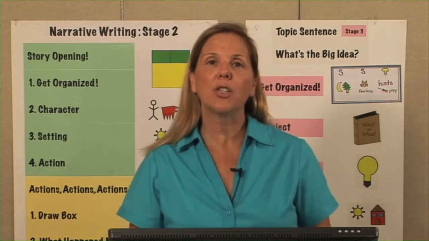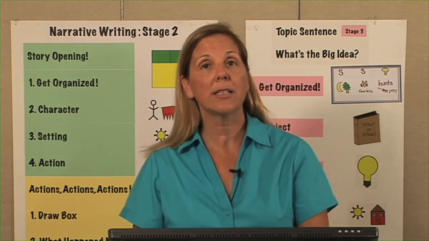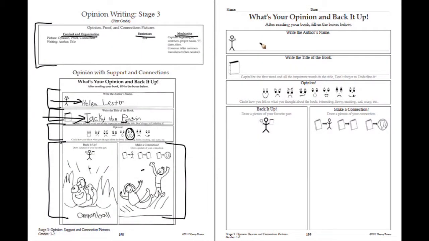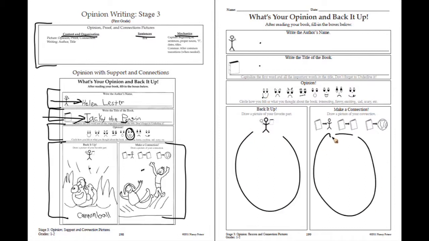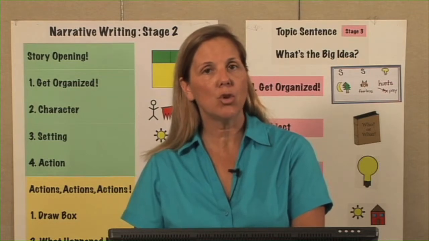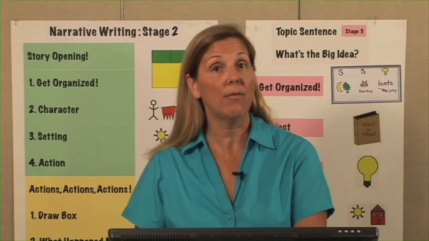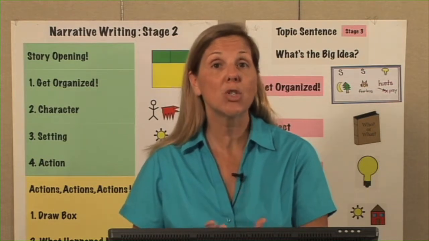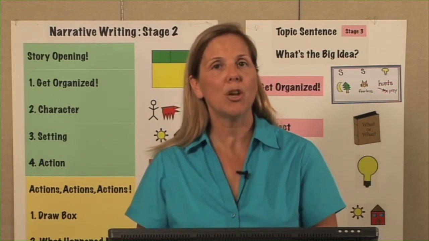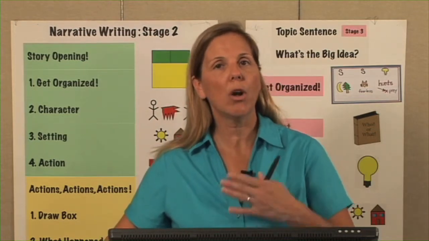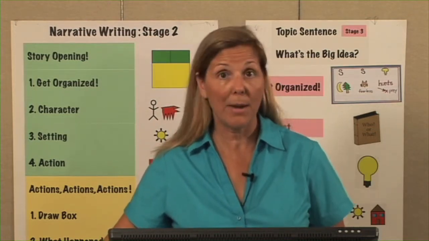Eventually, every time we finish reading a story, this can be a follow-up activity where they would go and write what their opinion is, where they would write in the author's name, the title, circle whatever their opinion is, draw a picture, and then make a connection. You could have this attached to your listening post. You could put this as a homework assignment as well. When they finish having a parent read them a story, they could do this What's Your Opinion? Back It Up page. That's our stage 3 opinion writing that you can use for narratives or information.